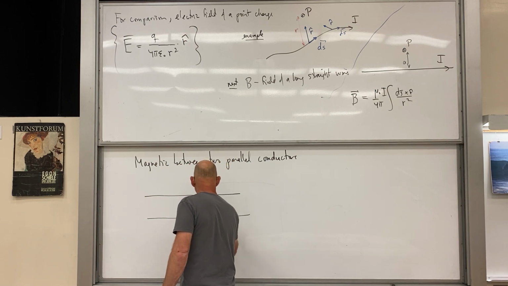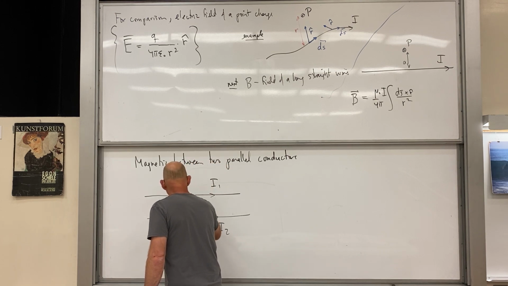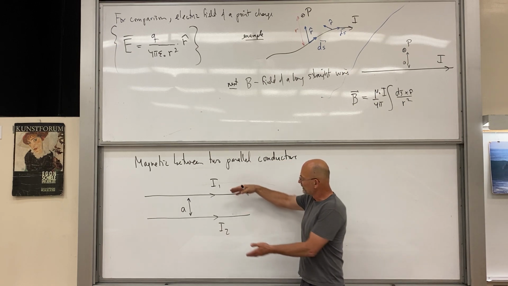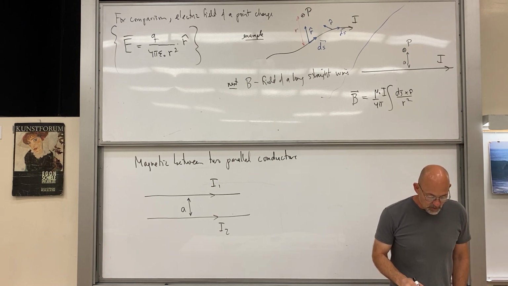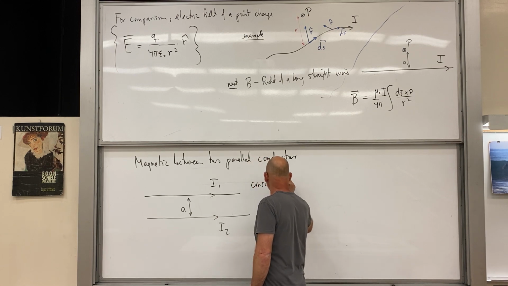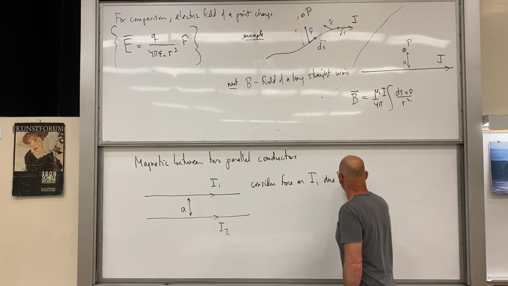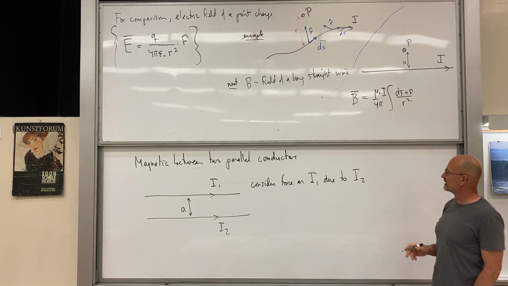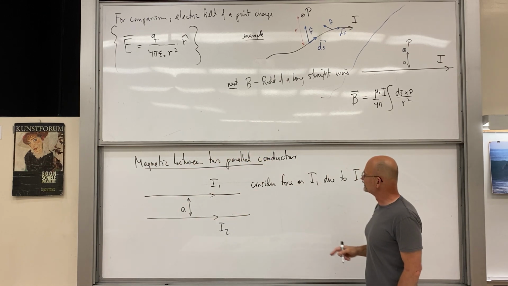And why not just have I1, I2 separated by A, and ask what the force is going to be. So what we'll do is we'll say, what's the force on the one due to the other? So we'll consider the force on I sub 1 due to the field of I sub 2, right? They're both carrying a current, and I've drawn the currents to be parallel.